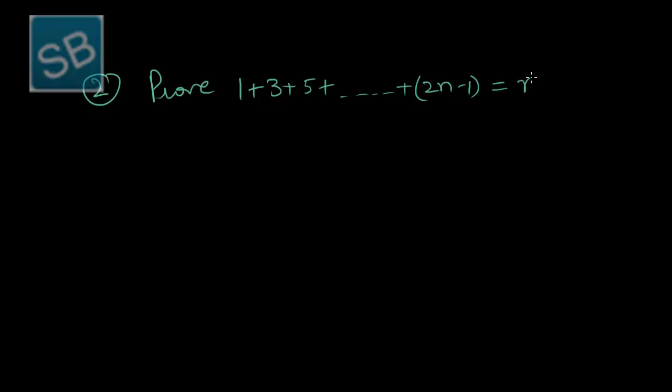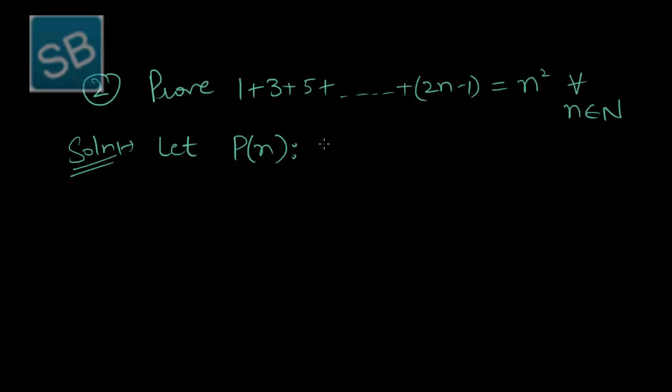Now the second problem is: prove that 1 plus 3 plus 5 plus so on plus 2n minus 1 is equal to n square, for all n belonging to the natural numbers. So again, first of all, we will assume, let P of n be 1 plus 3 plus 5 so on up to 2n minus 1 equal to n square. Now we'll proceed further.